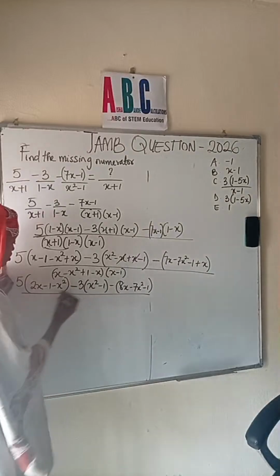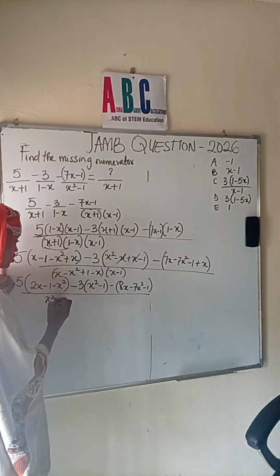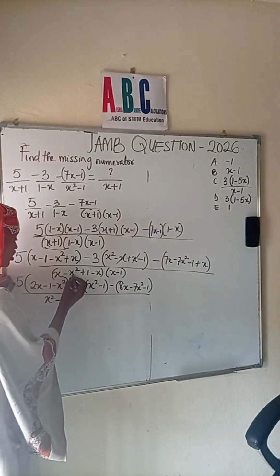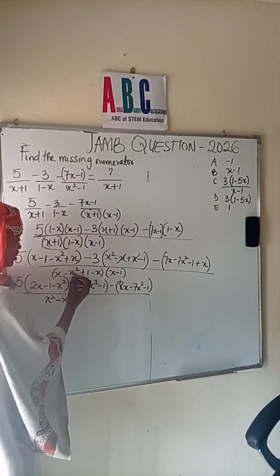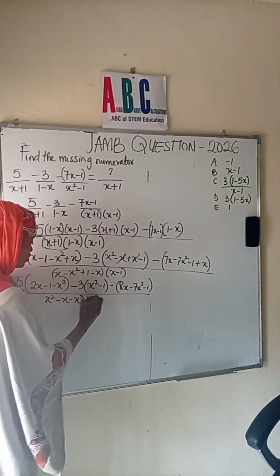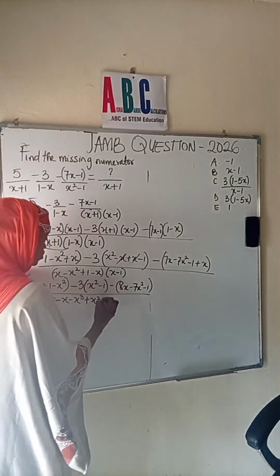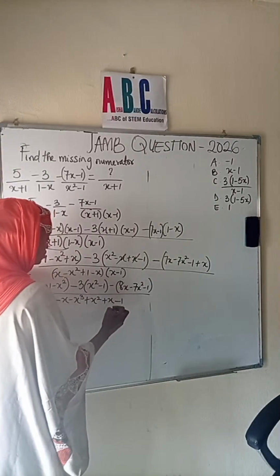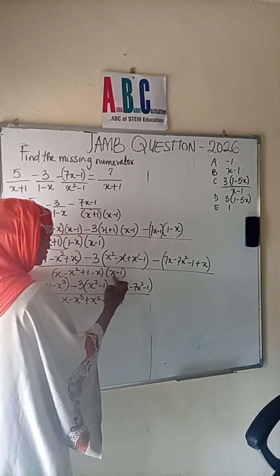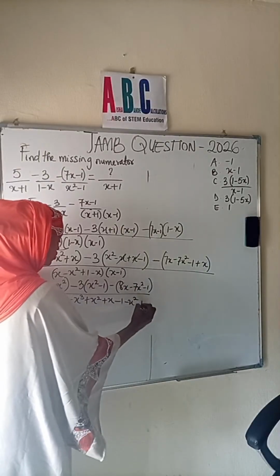X times x is x squared. X times minus 1 is minus x. Minus x squared times x is minus x to the power of 3. Minus x squared times minus 1 is plus x squared. Then the third term, 1 times x is x. 1 times minus 1 is minus 1. Minus x times x is minus x squared. Minus x times minus 1 is plus x.